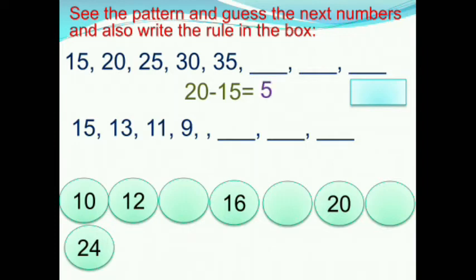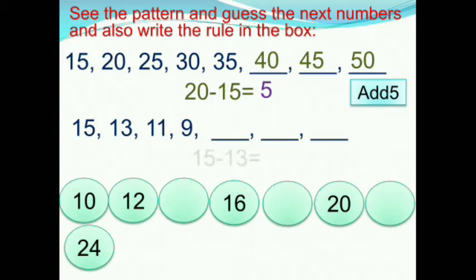So, first we should add 5 to 35. 35 plus 5, 40. 40 plus 5, 45. 45 plus 5, 50. See the next question. 15, 13, 11, 9. To find out the next number, we should find the difference between 15 and 13. What is 15 minus 13? Yes, 15 minus 13 is equal to 2.